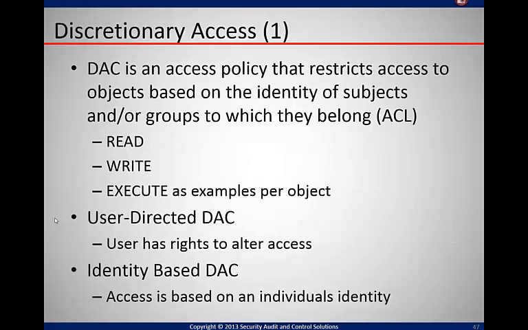Discretionary access control, in a little more detail, is an access policy that restricts access to objects based on the identity of subjects and/or groups to which they belong. Now, if you have some Unix experience, you can look at the user, the group, and world writable files, and each one can have read, write, or execute rights to an object. We can have user-directed discretionary access control, where the user has rights to alter that access, or identity-based discretionary access control, where access is based on an individual's identity.